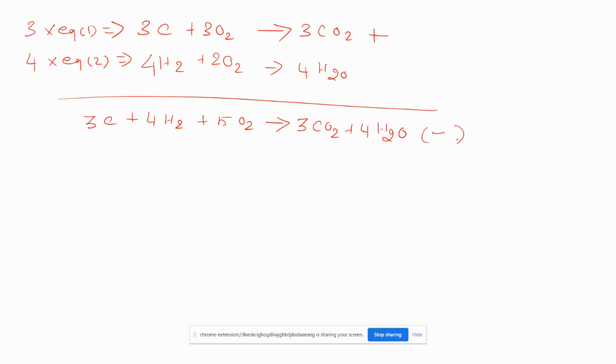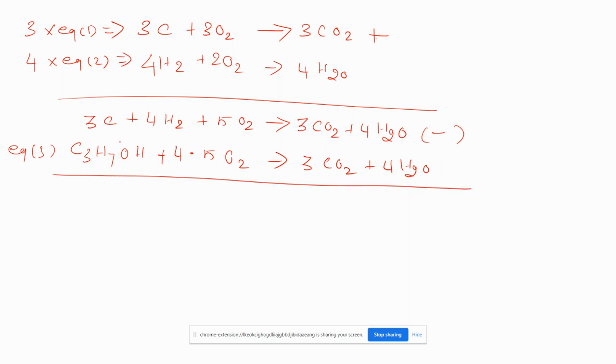Now, this equation you subtract with equation 3. What is the equation 3? C3H7OH plus 4.5O2 gives 3CO2 plus 4H2O. So minus of this equation, right? So all this will become minus, right? Minus, minus, minus, minus. So now this will get cancelled.